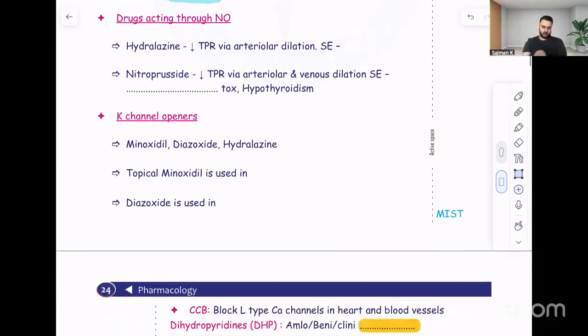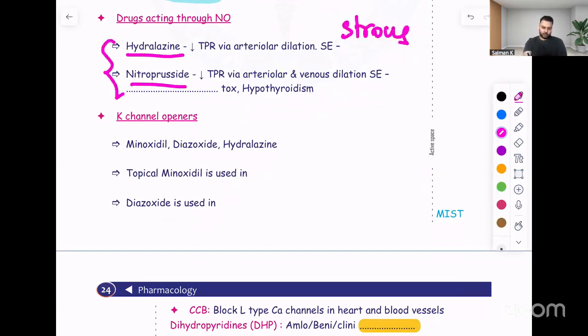So what are the drugs in the nitric oxide group? We got hydralazine and nitroprusside. Both of the drugs are strong drugs to decrease BP. Hence, they are used in hypertensive emergency. Okay, they are not drugs of choice, they are alternate drugs. If the drug of choice cannot be used for some reason, then we'll be using these drugs.